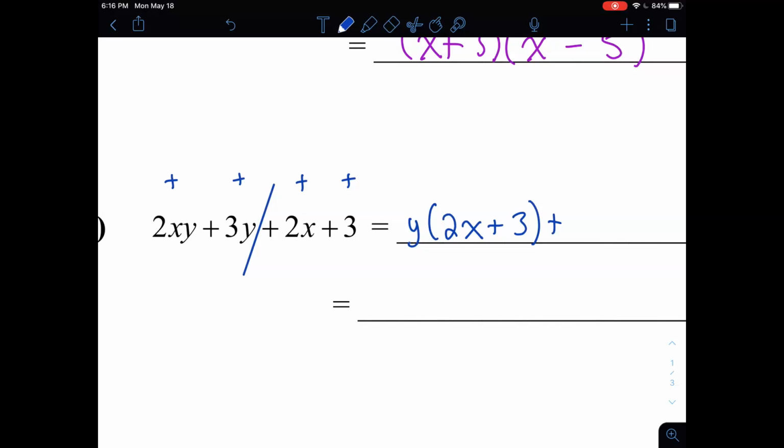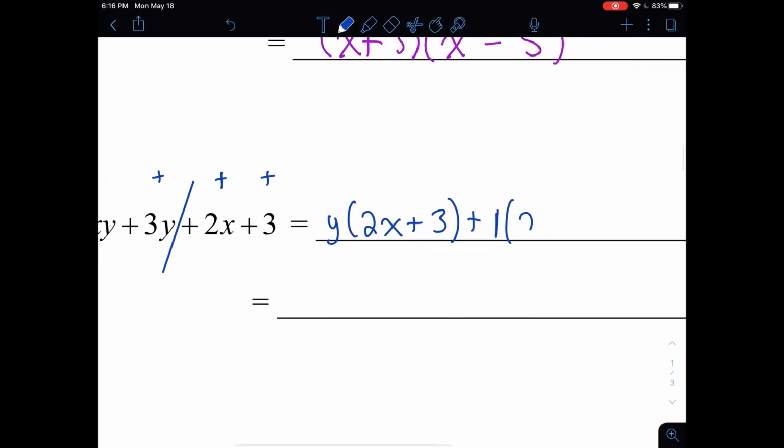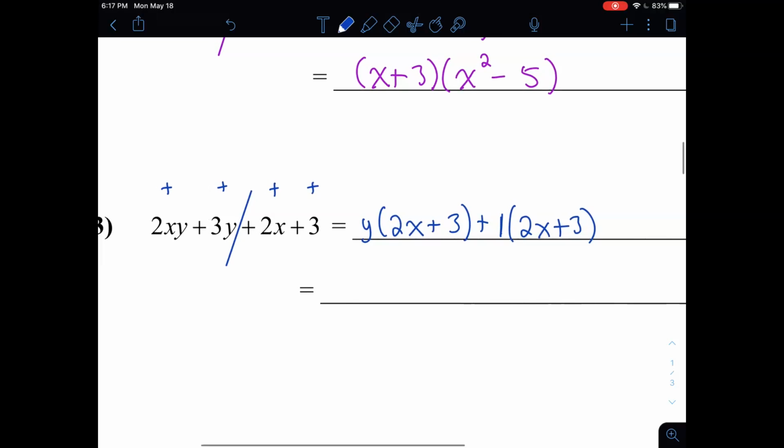Now, this one's a little tricky. What's the GCF between 2x and 3? Is there a number that goes into 2 and 3? No. Does the 3 have an exponent or no? It doesn't have a variable. So what happens when there's no GCF? We can always pull out a 1. So we're going to divide these both by 1. We're going to have 2x plus 3. And then the GCF, 2x plus 3, is going to go in front. And then what's left over is going to be y plus 1.